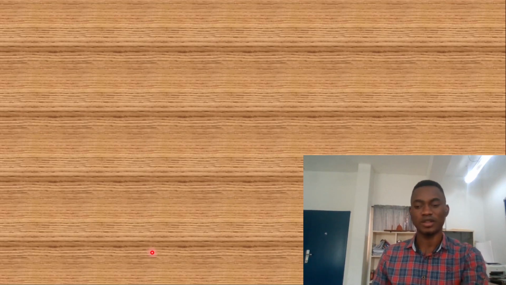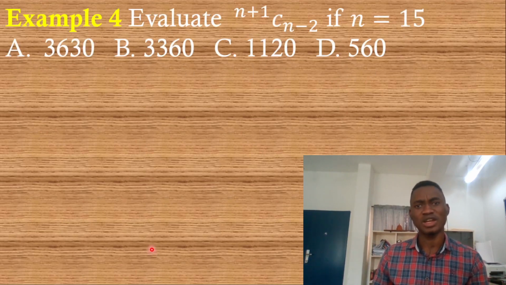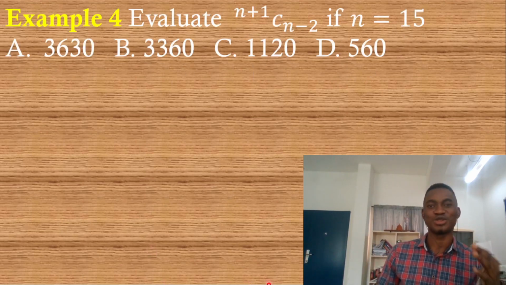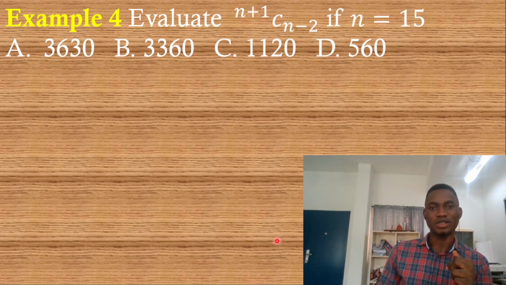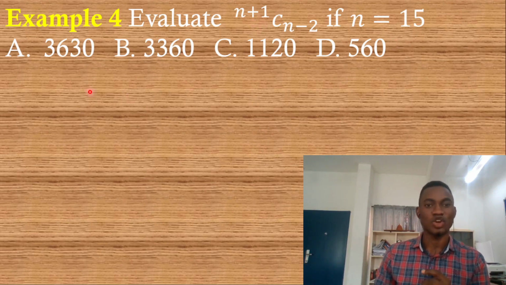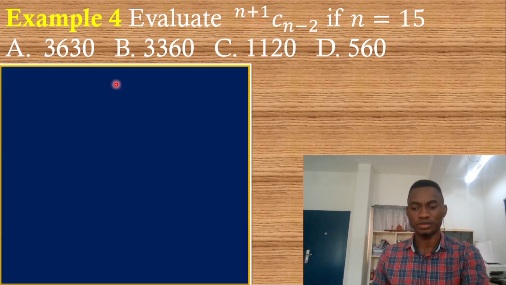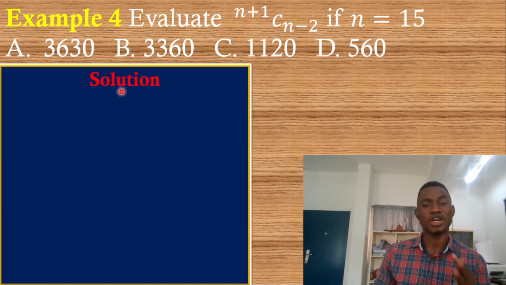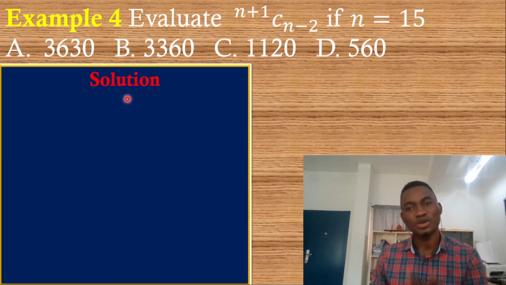Okay, let's look at the next example. I actually have a lot of questions to solve with you today. Now let's look at this. Evaluate n plus 1 combination n minus 2 if n is equal to 15. If n is equal to 15, how do we evaluate this? And we have the options. Let's look at the solution. It is very, very simple. You can even pause the video and solve it yourself.